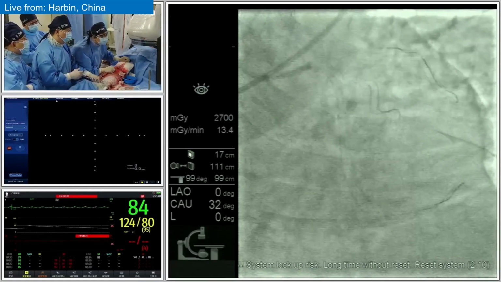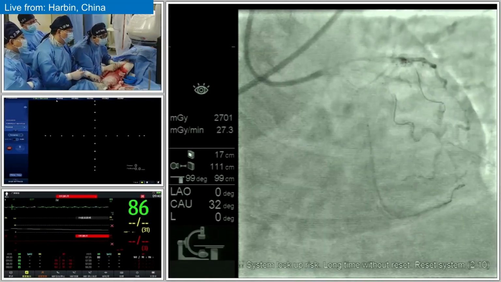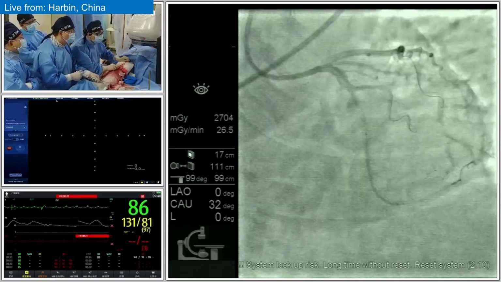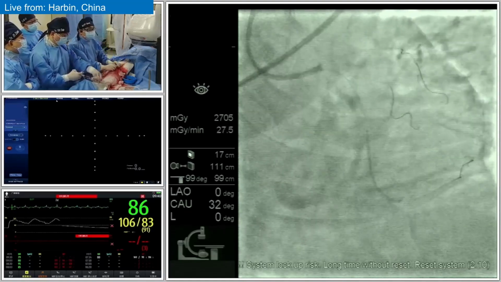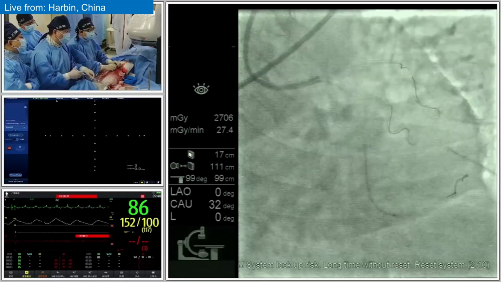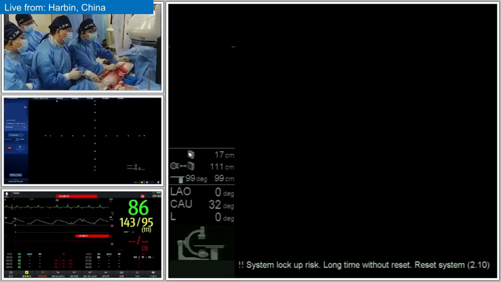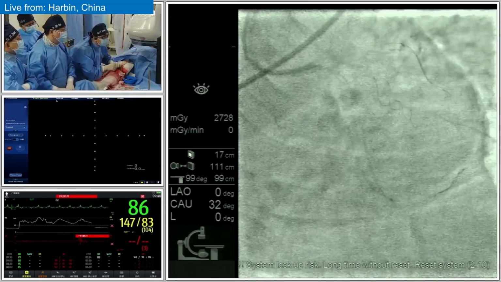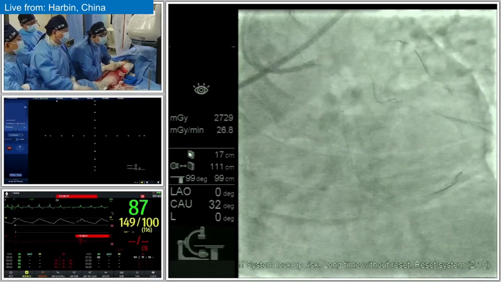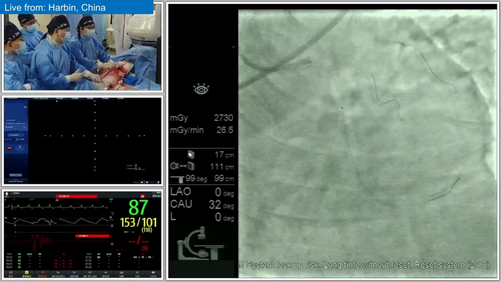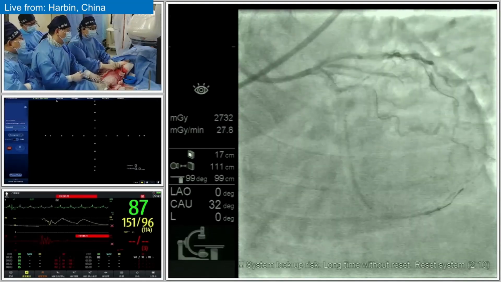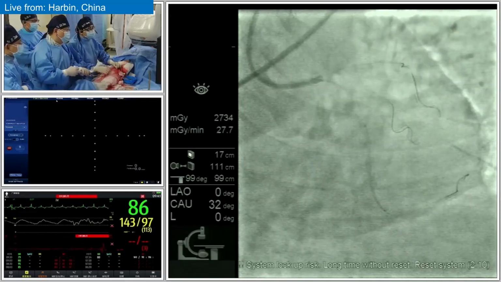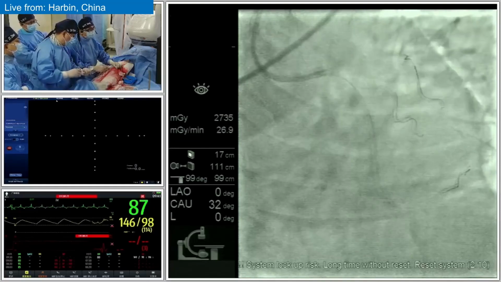Give me a little contrast. I think after the stent implantation, the contralateral injection is not needed, and then the guide wire in the RCA could be removed. It's okay. A little contrast. Okay, we can pull back, quick. Okay. A little contrast. Okay.